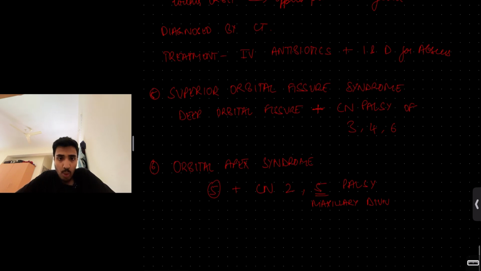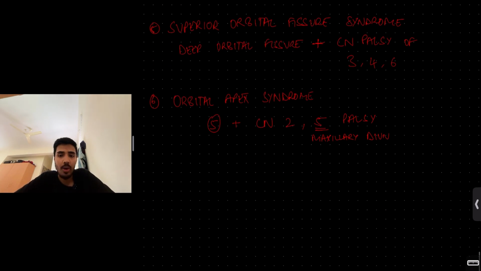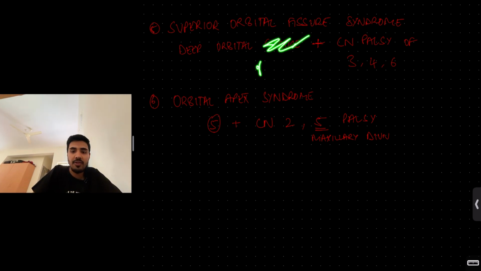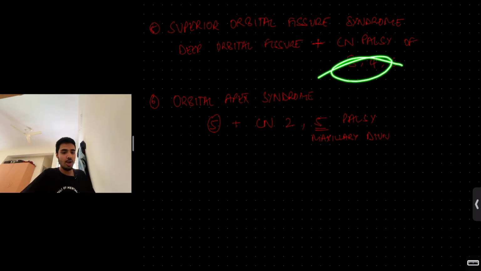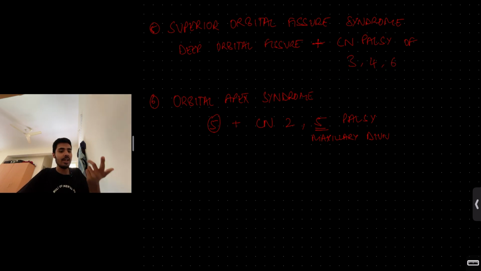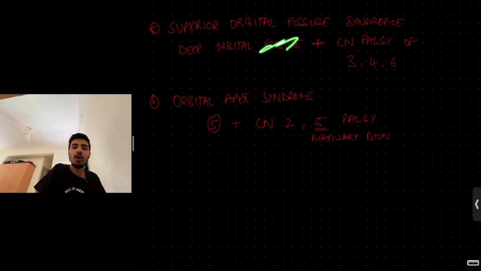Then there are two syndromes known as superior orbital fissure syndrome and orbital apex syndrome. Now, what is superior orbital fissure syndrome? Superior orbital fissure syndrome is where you have deep orbital pain along with palsy of the third, fourth, and sixth cranial nerves. These are the ones that supply the extraocular muscles: oculomotor, trochlear, and abducens. So these three undergo cranial nerve palsy, along with deep orbital pain.